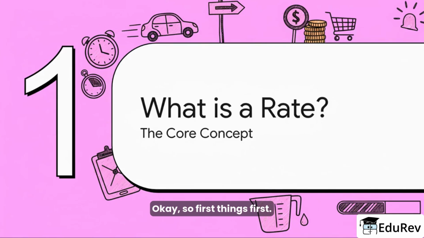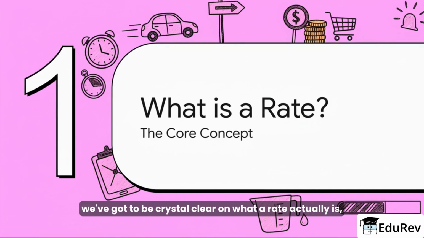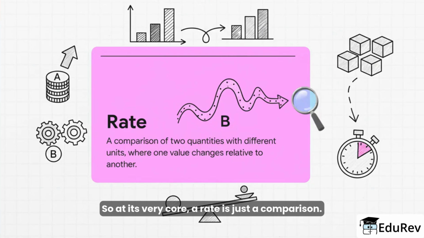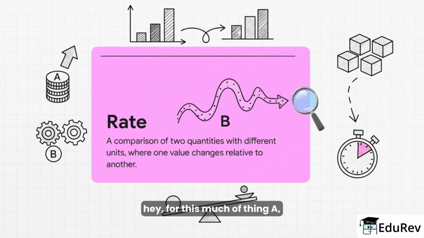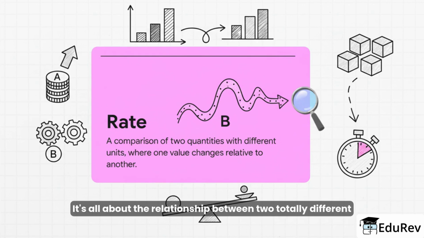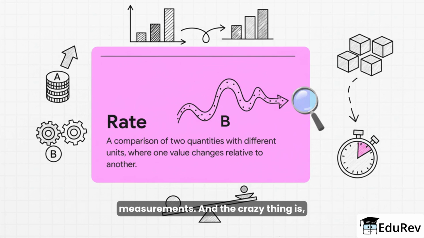Okay, so first things first. Let's start with the absolute basics. Before we can solve anything, we've got to be crystal clear on what a rate actually is, right? So at its very core, a rate is just a comparison. That's it. It's just a way of saying, for this much of thing A, you get this much of thing B. It's all about the relationship between two totally different measurements.